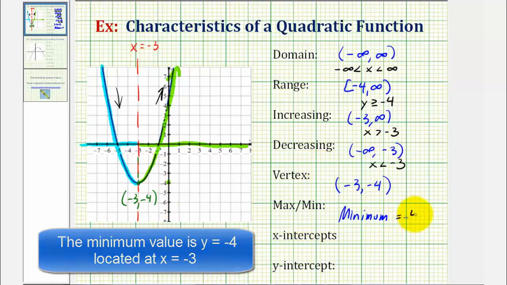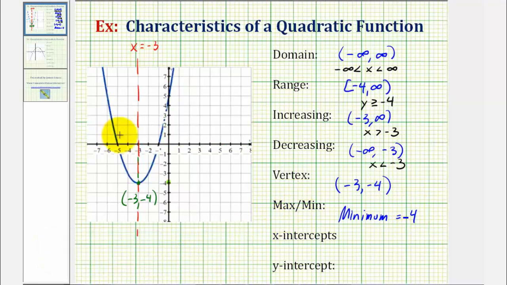Finally, we're asked to find the intercepts. The x-intercepts are the points where the graph crosses the x-axis. Notice how this parabola has two x-intercepts, one here at the point -5, and one here at the point -10. And the y-intercept is where the graph crosses the y-axis, which occurs here at the point (0, 5).